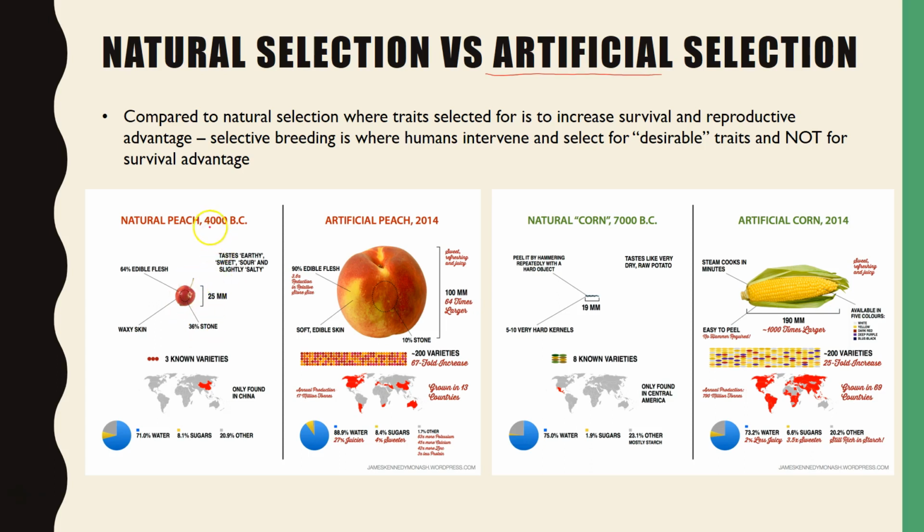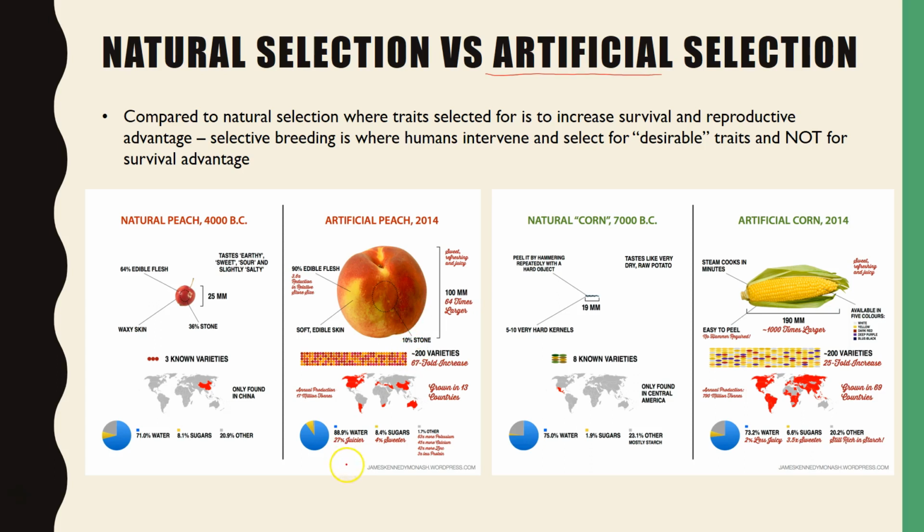So we look here. The natural peach began 4,000 years ago, and that peach was around 25 millimeters. It had a 36% percentage of stone, and it was found in this area with 3 known varieties. Now, the artificial peach, so over time, humans have bred a particular peach where there's a reduction in the stone volume, a larger peach size, it's more soft and edible flesh compared to what was before. So the varieties have also increased. So over time, we have bred and selected for the favorable traits.